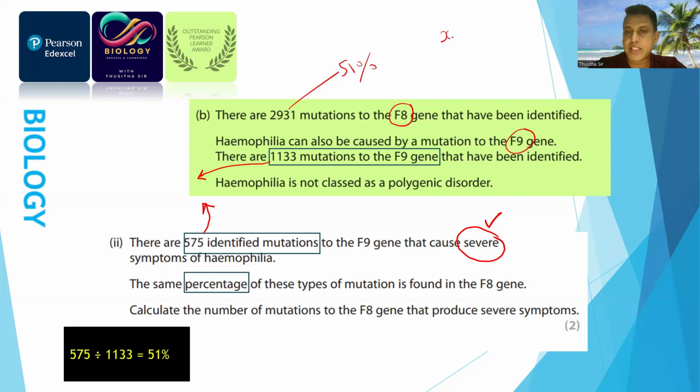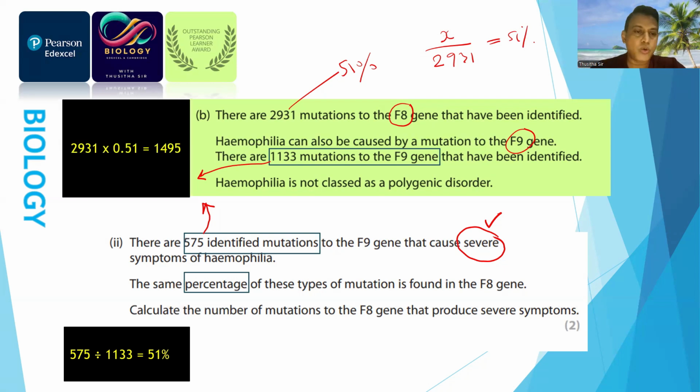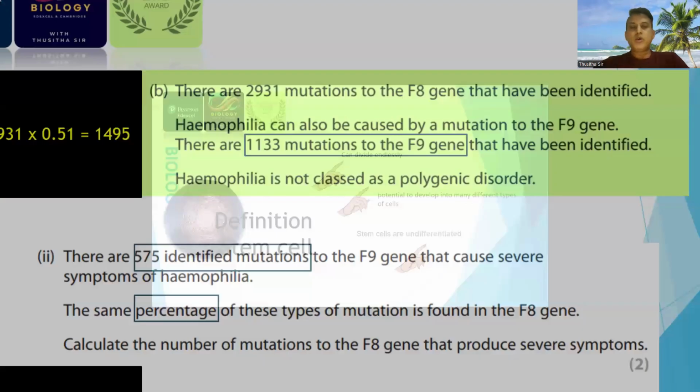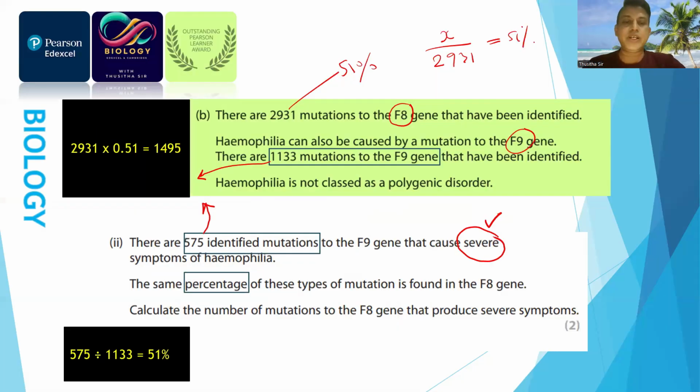That means X we don't know, and the total number is 2931, and it equals 51%. So to get the value of X, we can multiply 2931 by 0.51, which gives 1495. So this is the solution for these calculations. Right, now we'll continue.